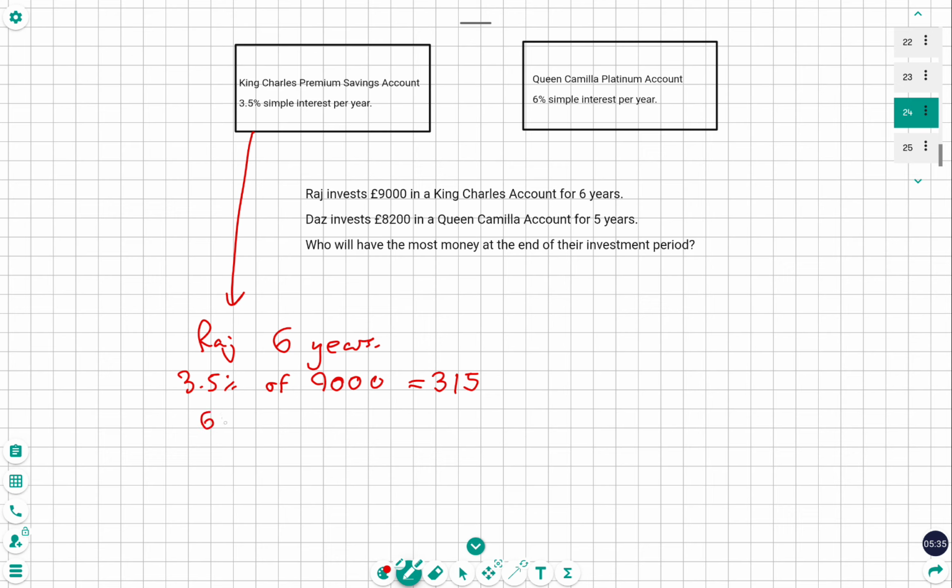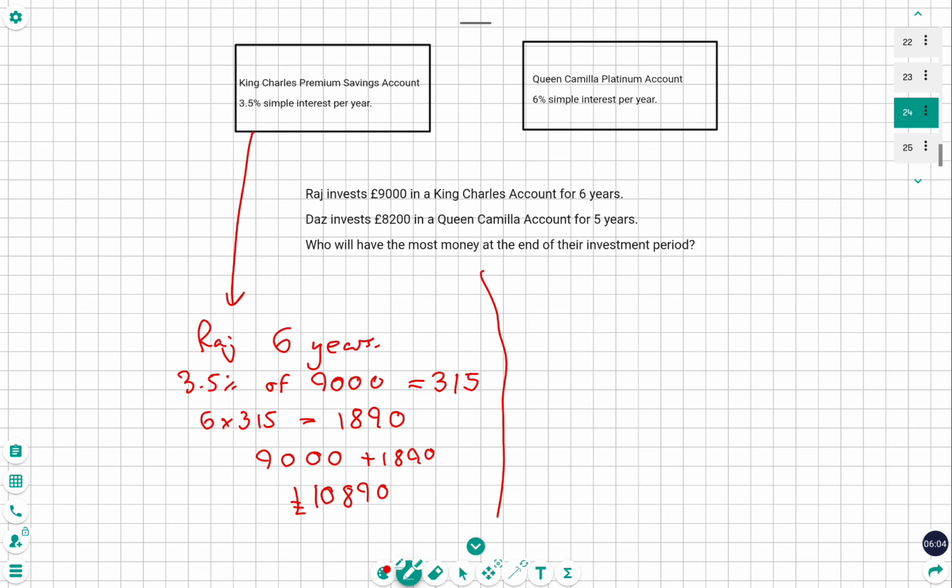I need that for 6 years. So because I'm doing it over 6 years, the total interest is going to be £1,890. And what I'm going to do now is add that on to the original investment amount, which is 9,000 plus that there. And we should at the end of all that get £10,890. So that's how much Raj would get.